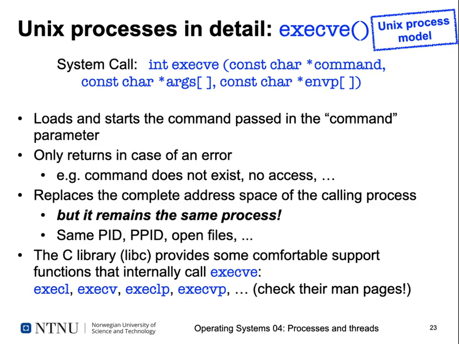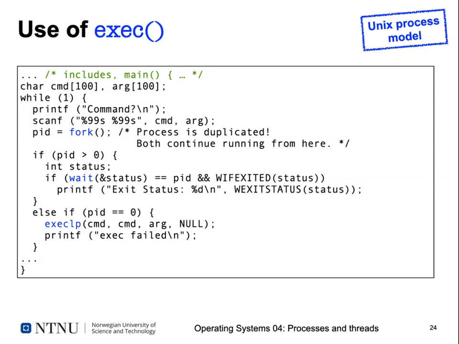So how do we use our exec function here? First, inside of main, we start declaring some character arrays, some strings for the command, and some possible arguments to a command we want to execute. And then we have an endless loop here. This endless loop just outputs a string, please enter the command. And then we use scanf, using two parameters that indicate we want to read a string of maximum 99 characters, then a space, and then another 99 characters for the command and the argument.